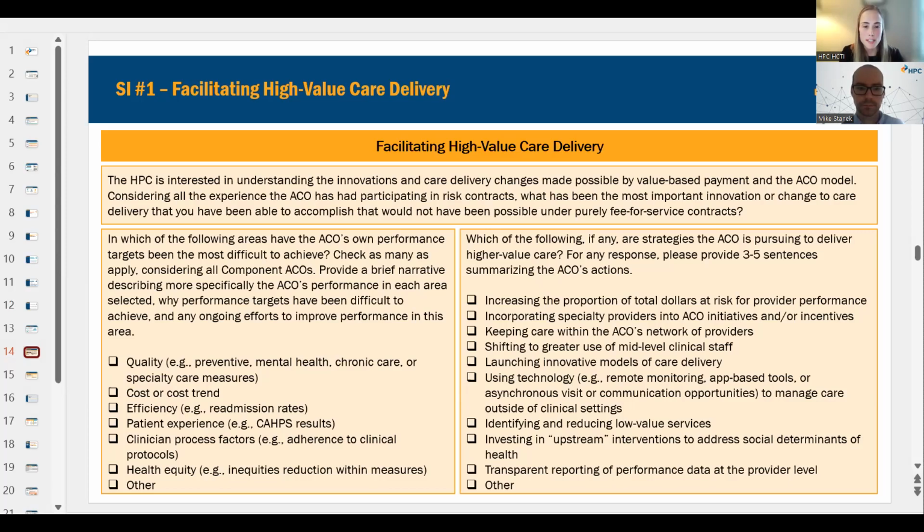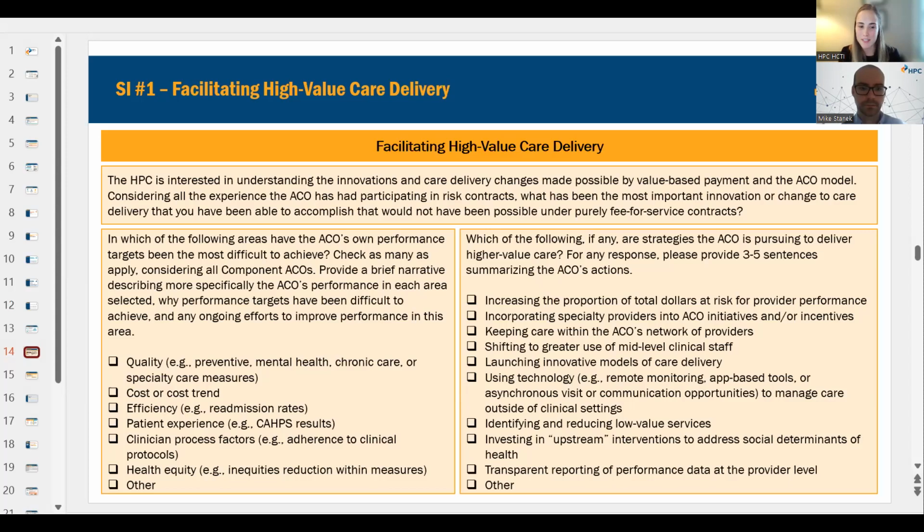This year, under the high-value care domain, we have 3 questions, including a short narrative response shown at the top of this slide, where we ask ACOs to reflect on the most important innovation or change to care delivery that they've accomplished that would not have otherwise been possible under a purely fee-for-service model. Then we have 2 checkbox questions where we ask for a few clarifying sentences for each checkbox that's selected. So they're not purely checkbox questions. There's a little bit of writing as well.